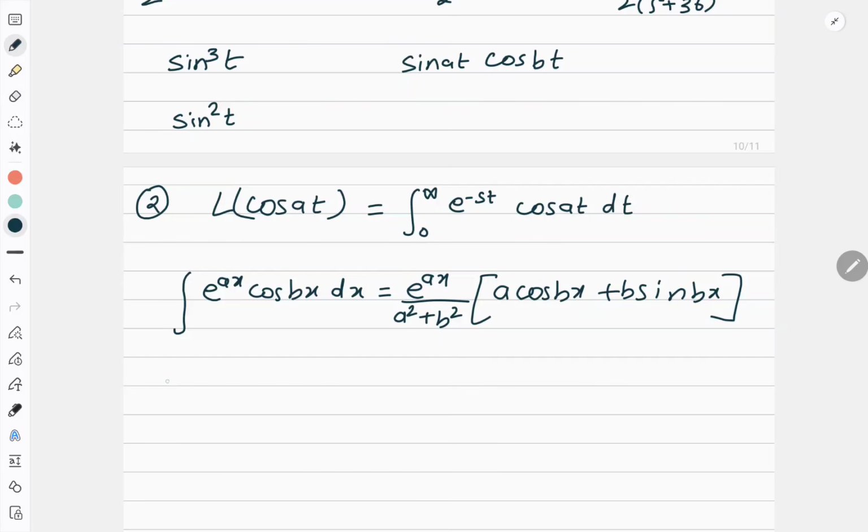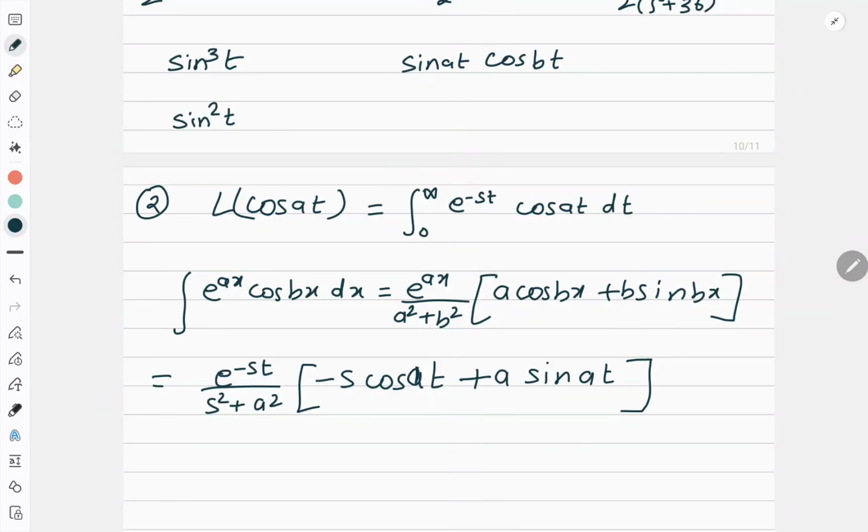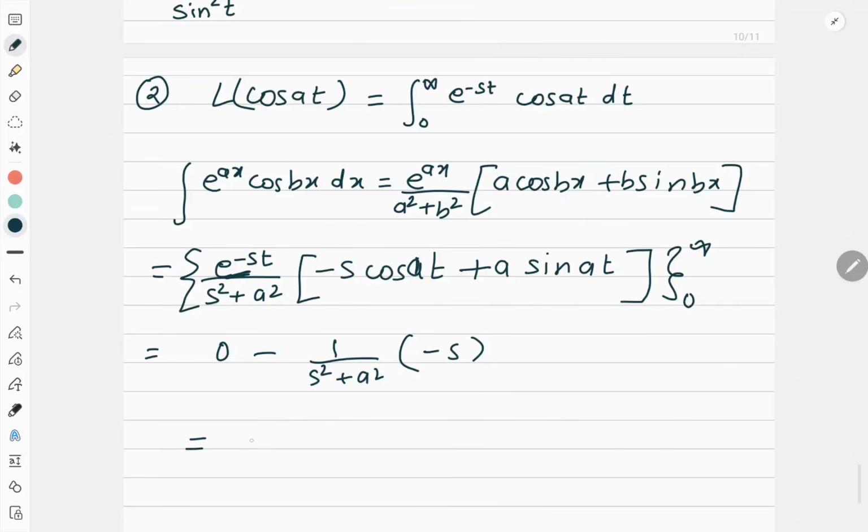Now let us apply this and put the limits. So e to the power minus st upon s square plus a square and in bracket minus s cos at plus a sin at. Okay. Now put the limit. First when you put the limit infinity, it will become 0 because of this term. So 0 minus, now I'll put 0. So 1 upon s square plus a square. And if I put the limit 0, cos 0 is 1, so minus s I got. And sin 0 is 0, so that is gone. So what is the result? Result is s upon s square plus a square.